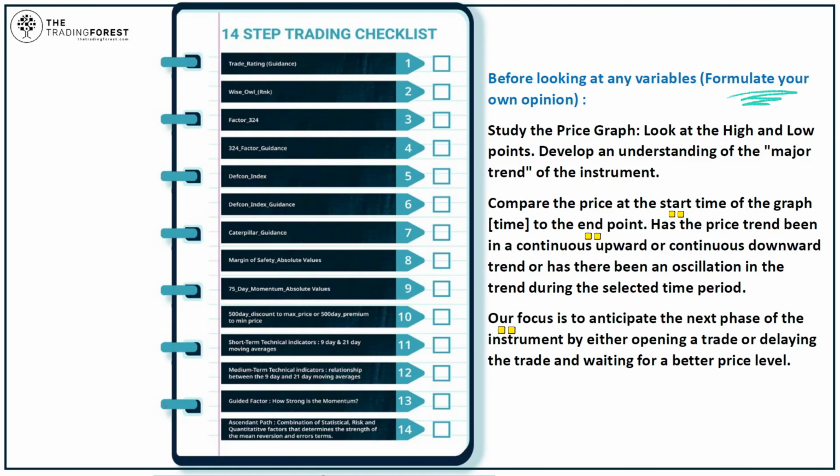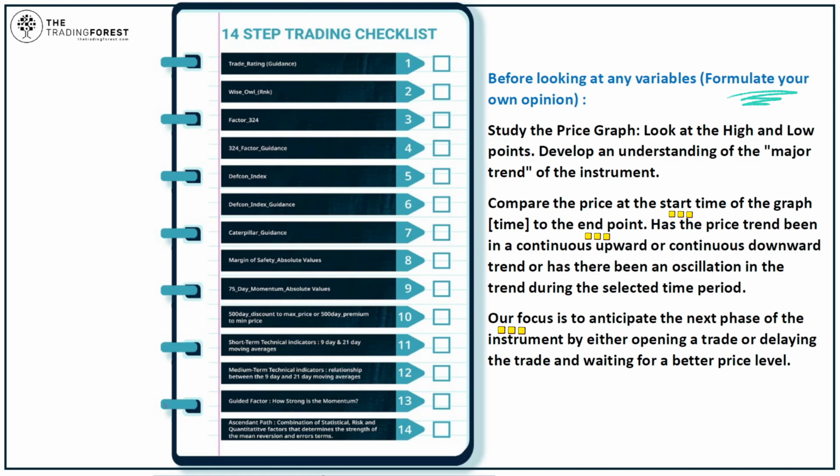Before looking at any variables, formulate your own opinion. Study the price graph and look at the high and low points. Develop an understanding of the major trend of the instrument. Compare the price at the start time of the graph to the end point. Has the price trend been in a continuous upward or continuous downward trend? Or has there been an oscillation in the trend during the selected time period?